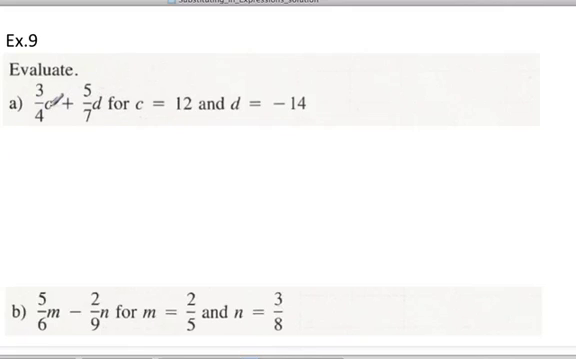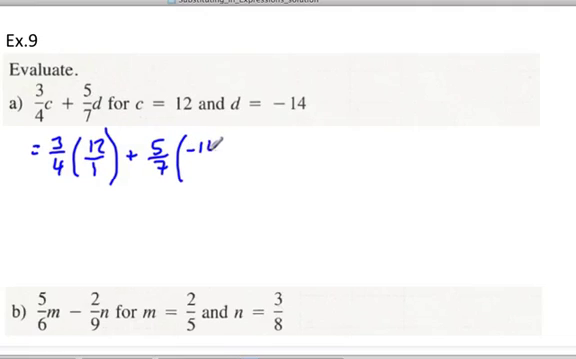Right, so when you're asked to evaluate, you're going to substitute the number that you're given into your expression and make sure that you substitute in brackets. So I have one equal sign per line, so this is 3 over 4, and in brackets I write 12, which is really 12 over 1. And I'll just put that in there just so that you don't get confused, plus 5 over 7 times negative 14, which really is negative 14 over 1.